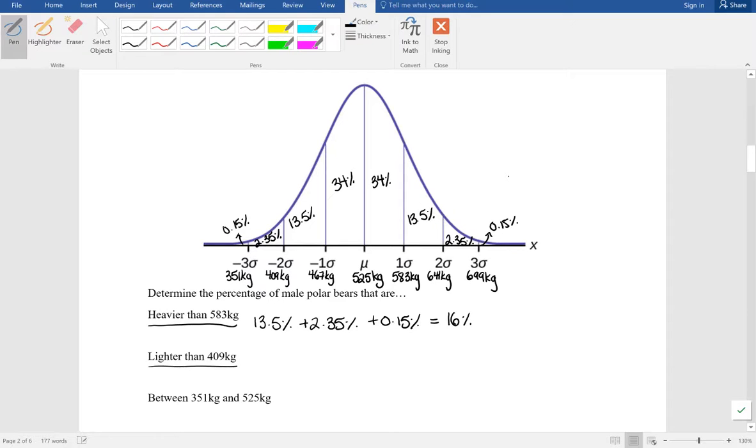All right, lighter than 409 kilograms. Just like before, where does 409 fall on my normal distribution? Well, that's right here. If a polar bear is lighter than that, it needs to be less than 409 kilograms. So it needs to be to the left of this value. So we're going to add up 2.35% and 0.15%. What we will get there is 2.5%.